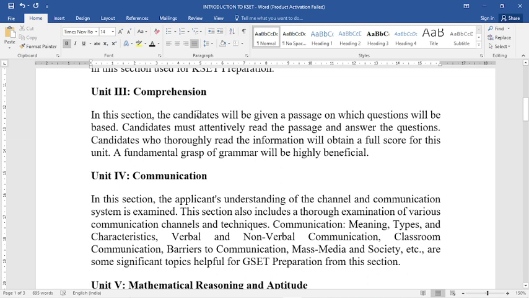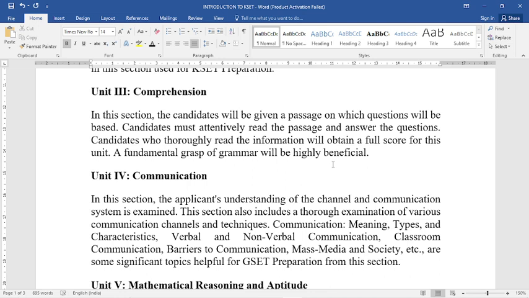In this section, the candidate will be given a passage on which questions will be based. The candidate must attentively read the passage and answer the questions. Candidates who thoroughly read the information will obtain a full score for this unit. A fundamental grasp of grammar will be highly beneficial. This is comprehension. In this, we are going to have one passage, like one page of a story, and they will ask some questions based on that passage.